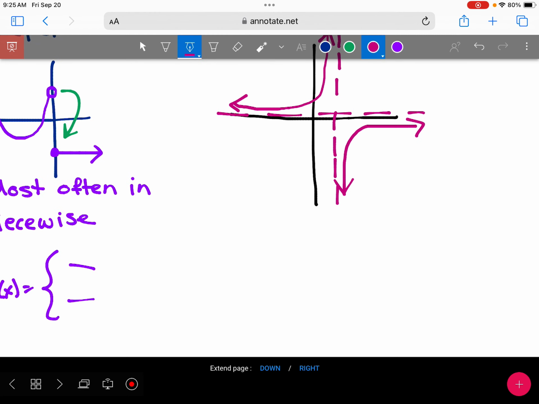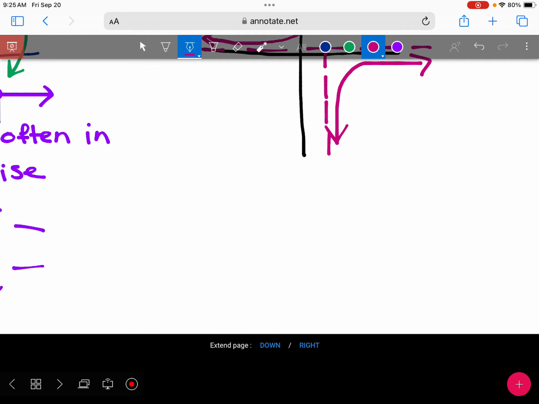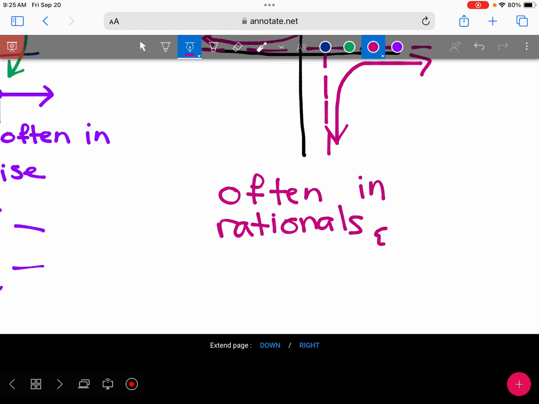And that happens with lots of different kinds of functions. We'll see this often in rationals and exponentials and logs. And there's more things. Asymptotes happen fairly frequently, but we see it most frequently in those three. Because logs and exponentials each have one asymptote. Rationals have two or more.